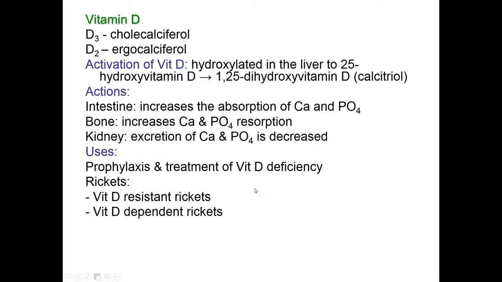Uses: prophylaxis and treatment with vitamin D. During infancy, deficiency of vitamin D causes rickets. So it is used in both resistant forms of rickets and also vitamin D dependent forms of rickets. And also used in renal rickets and hypoparathyroidism.